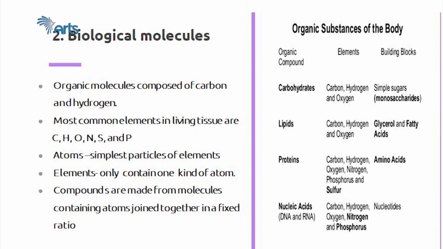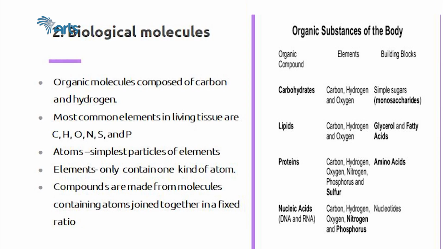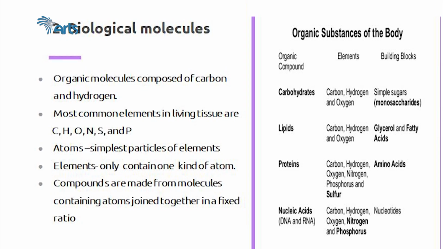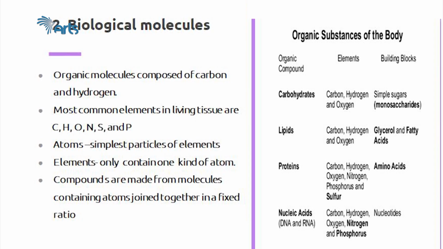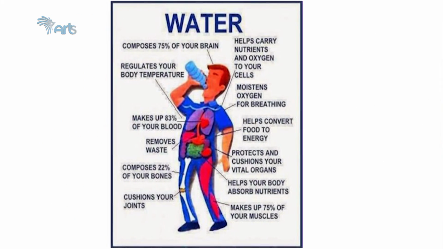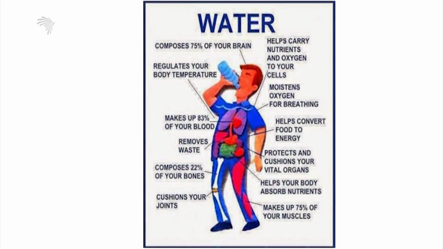The simplest particles of elements are atoms. Elements contain one kind of atom. Compounds are made from molecules containing atoms joined together in a fixed ratio. So these are a few introductory points on biological molecules. Now let's look at the inorganic biological molecule, water. Water is the most valuable and abundant molecule on the surface of the earth.